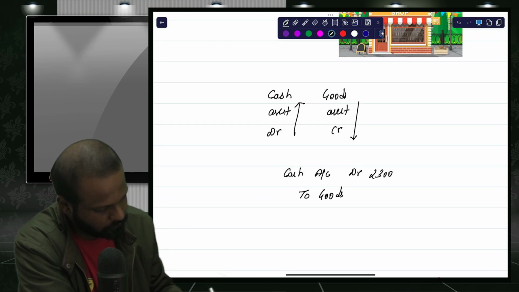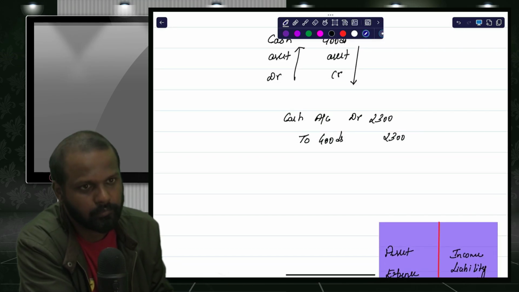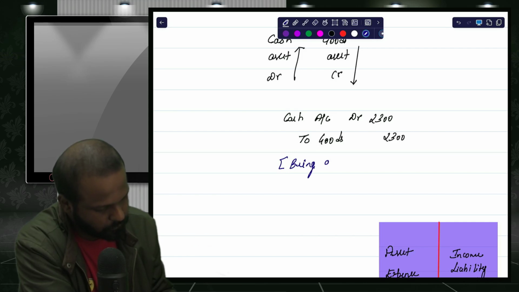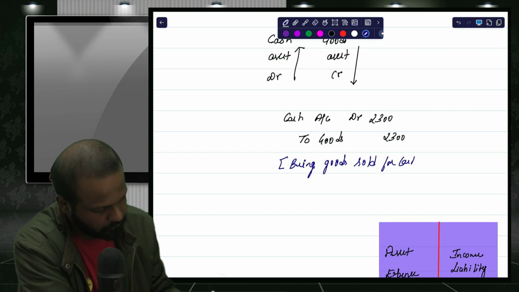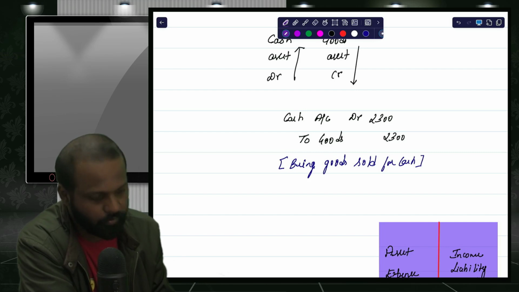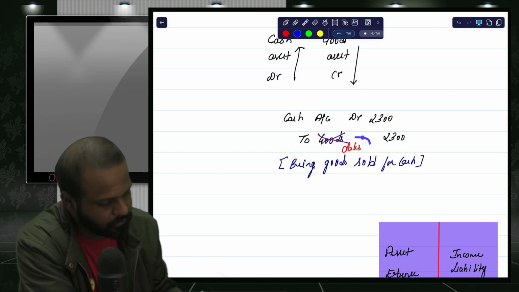2,300. Being goods sold for cash. But we know that whenever we sell the goods, we don't write the name goods. Instead of that, we are going to write sales account. We are selling the goods to customers, so we write sales account. So cash account debit to sales account.